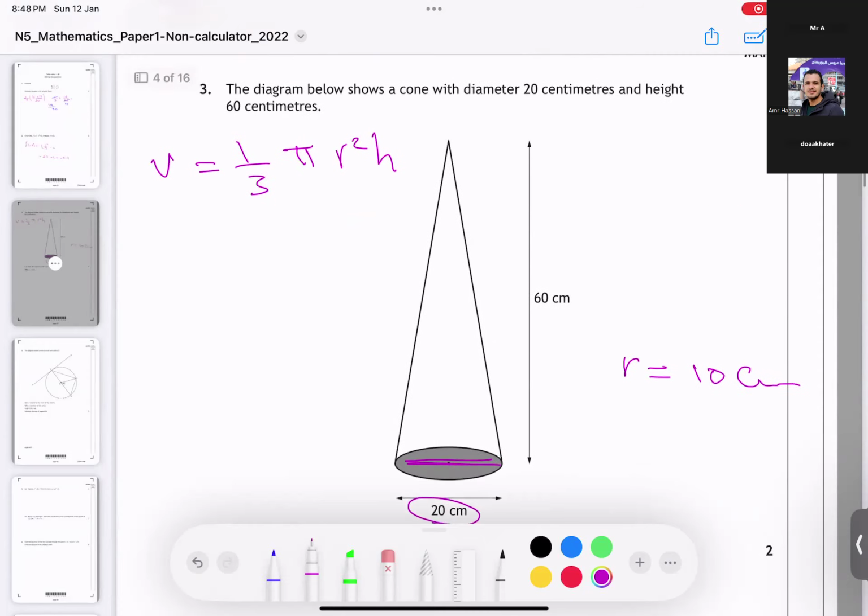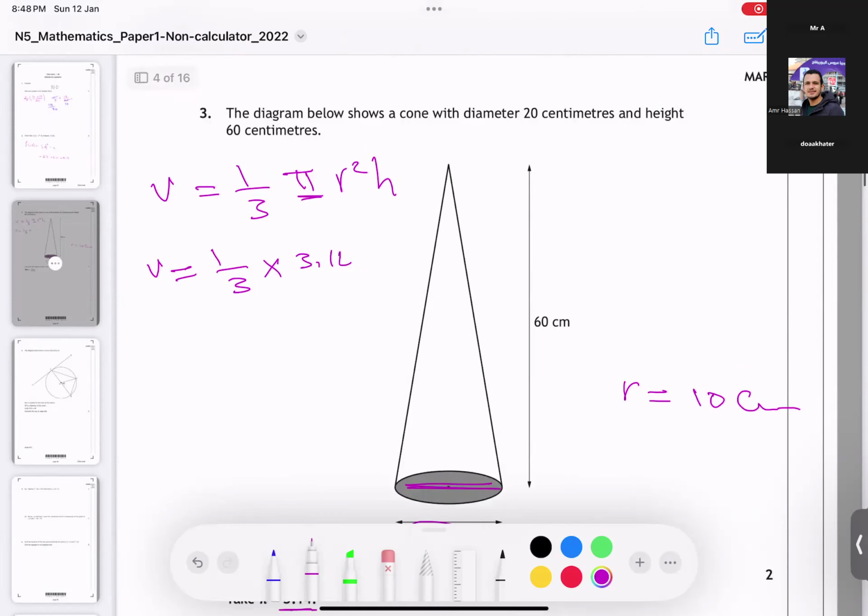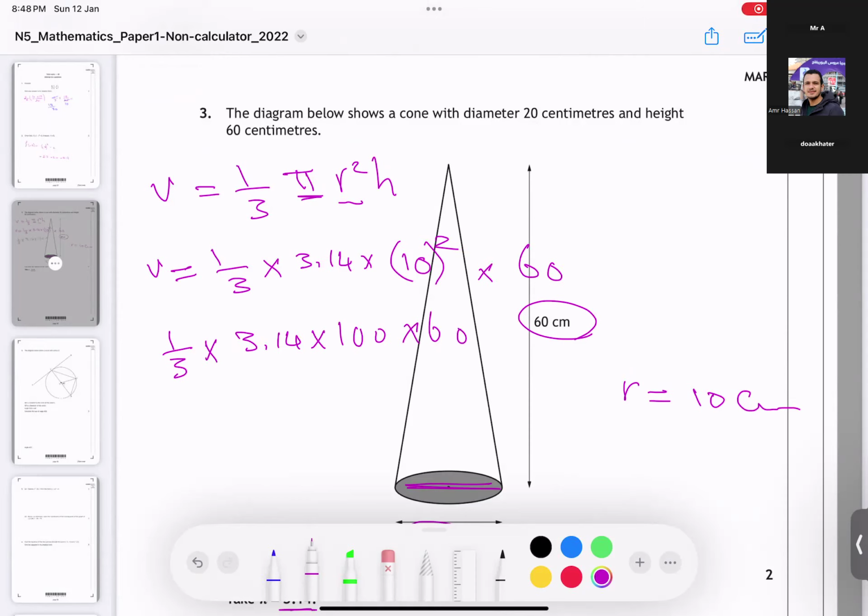Okay. So volume equals 1/3 multiplied by pi, which also has been given, I think. That's 3.14. Let me write 3.14 multiplied by the radius. What is the radius? 10. Yeah, 10 squared, right? Multiply with the pi. The height is 60. So you write 1/3 multiplied by 3.14 multiplied by 100 multiplied by 60, right?